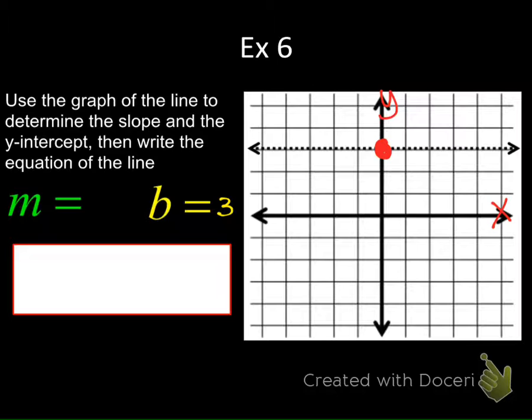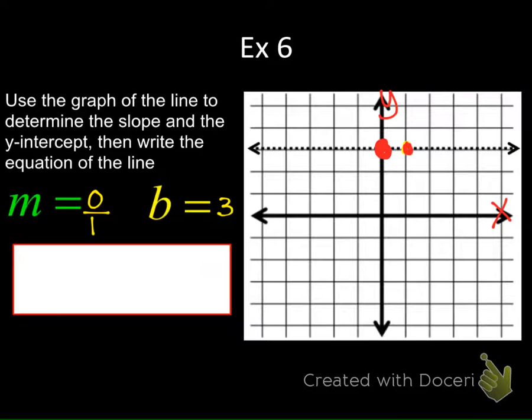Now from here, the next lattice point is directly to the right. So does it have a rise? No. But does it have a run? Yes. Remember how we talked about if it doesn't have a rise, the slope is going to be 0. So my slope of my line is going to be 0 over 1. Good. So it's going to be 0 over 1.